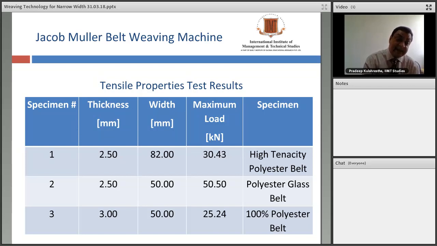In the same way, if we increase the thickness of this belt to 3 mm, with the width kept at 50 mm for the experiment, just half of the load can be taken by 100% polyester. So the strength of the belt depends upon the material, then their thickness. That way, depending on the demand and what minimum cost we can keep, we have to choose the material and we can produce commercial belts on these machines.